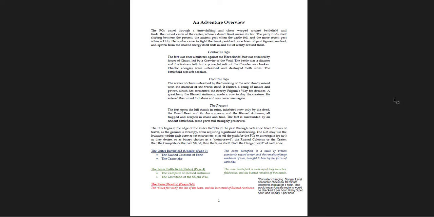So the outer battlefield has two locations, the ruined Colossus of Bone and the Crater Lake. The outer battlefield is a mess of broken standards, rusted armor, and the remains of huge machines of war brought to bear by the forces of each side. The inner battlefield has the campsite of Blessed Antinous and the last stand of the shield wall. It's made up of long trenches, fieldworks, and the blasted remains of thousands. And then the ruin itself, which is the ruined fort, the lair of the beast, and the last stand of Blessed Antinous.